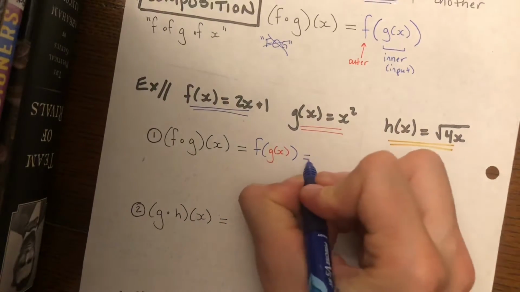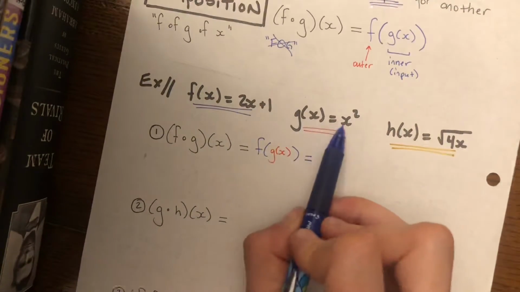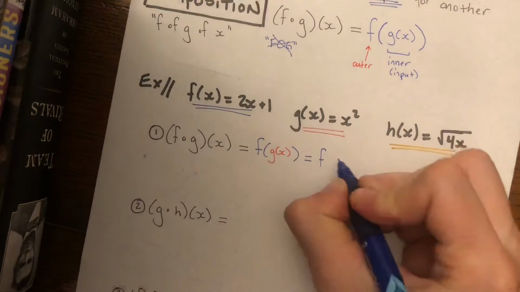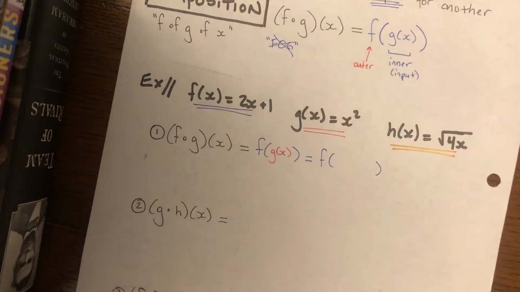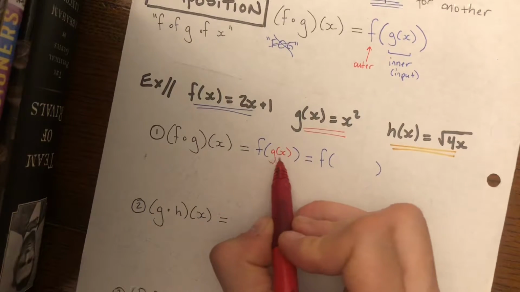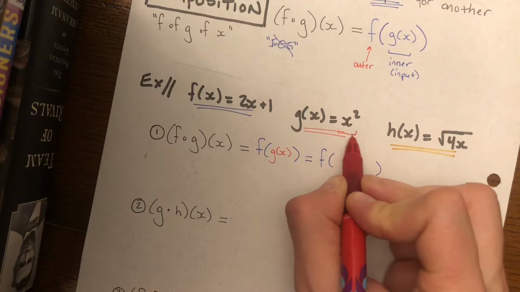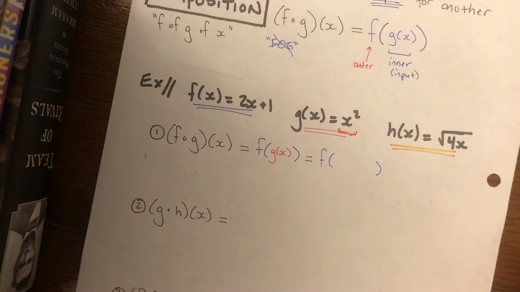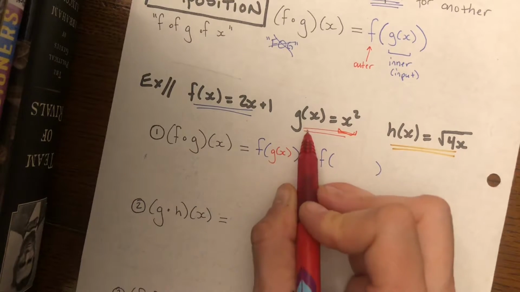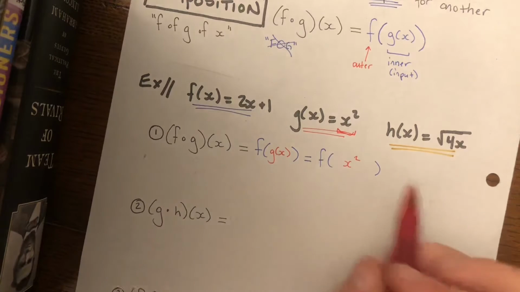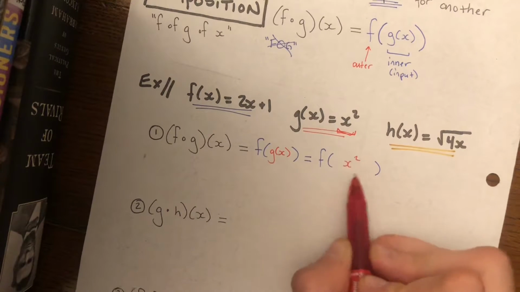And then I'm going to take that and start to fill in my function pieces. So what I'm going to do first is I'm going to leave my function as f, because I know what f is. I can come back to that later. But I'm going to say, instead of writing g of x, I'm going to replace it with what my rule for g of x is. So f of g of x is the same thing as f of x squared, because x squared is g of x, and so I'm using that as my input.